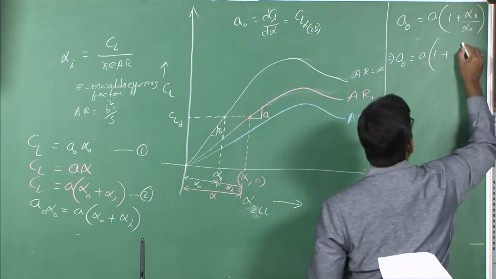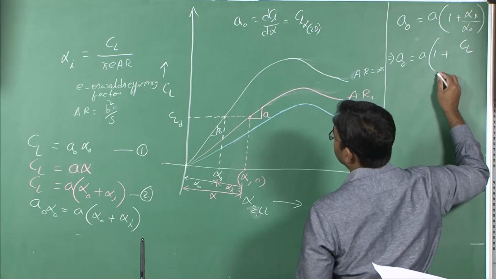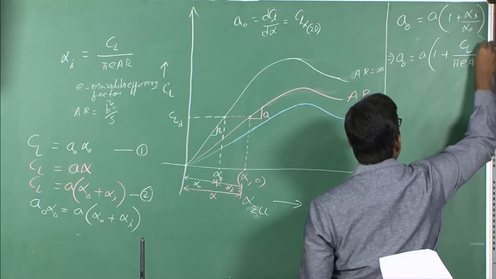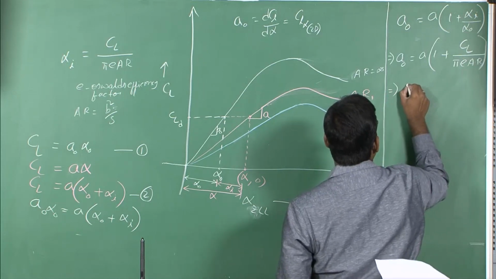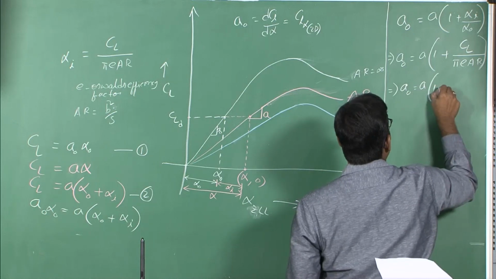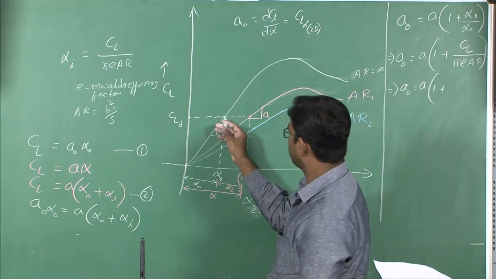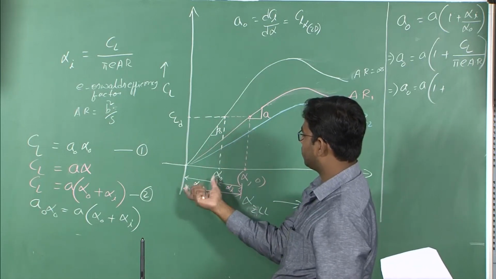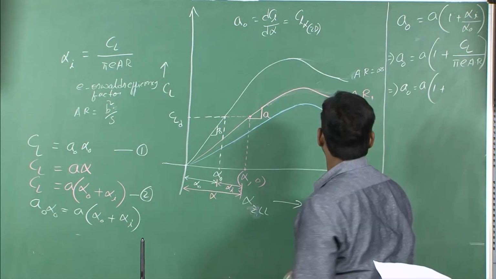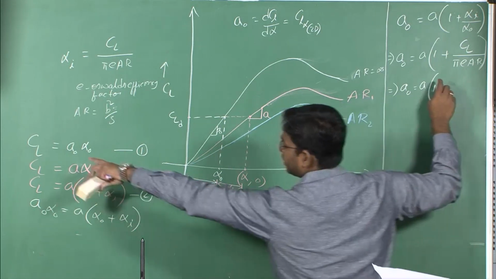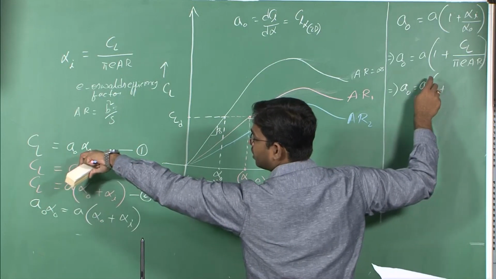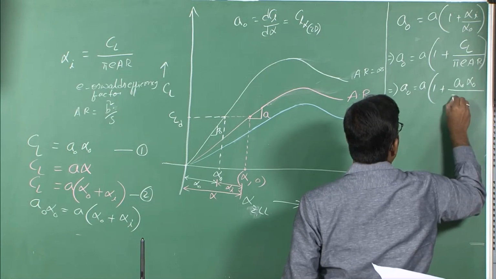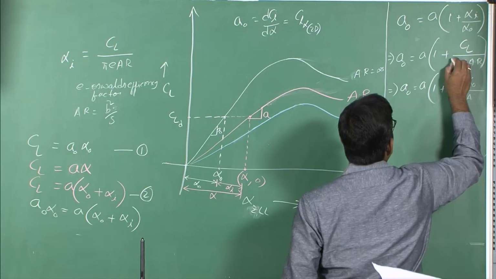This implies A naught is equal to A into 1 plus, what is alpha I? Alpha I here is CL divided by pi E AR. Right. So A naught is equal to A into 1 plus, what is CL? We can achieve CL from this aerofoil by trimming it at a particular alpha naught, right. That means the CL that I can achieve here is A naught into alpha naught from the aerofoil.